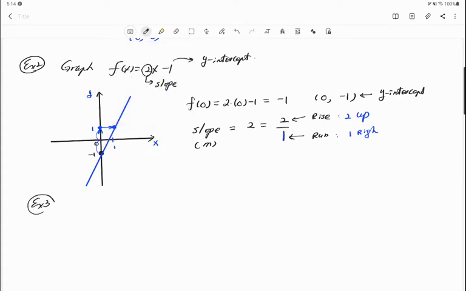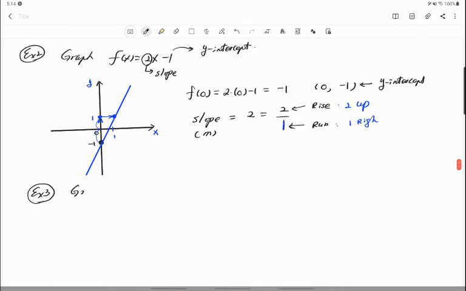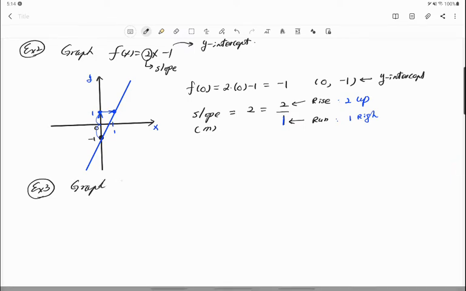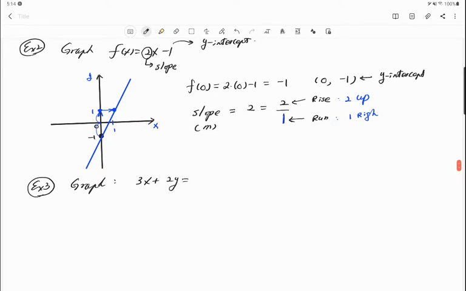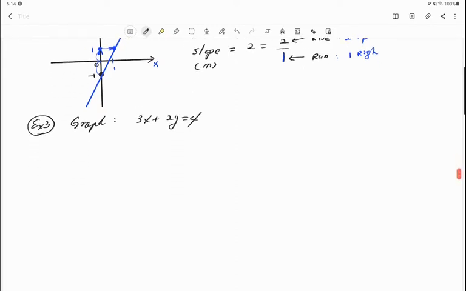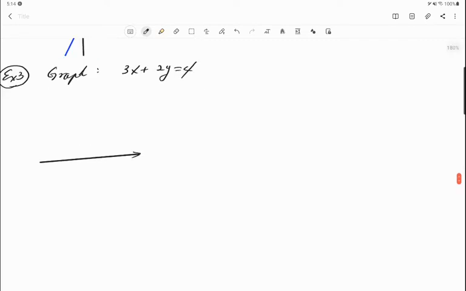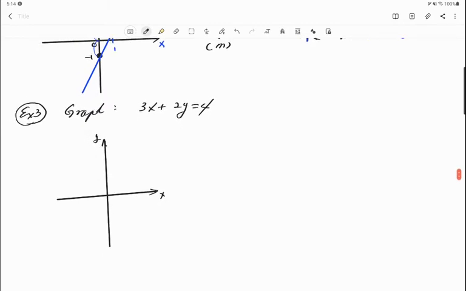Example 3. Okay, now also we want to graph 3x plus 2y equals 4. This is a linear equation because variable x and variable y have an exponent of 1, right? Okay, so here's the x-axis, then the y-axis. So what is the slope in this case?